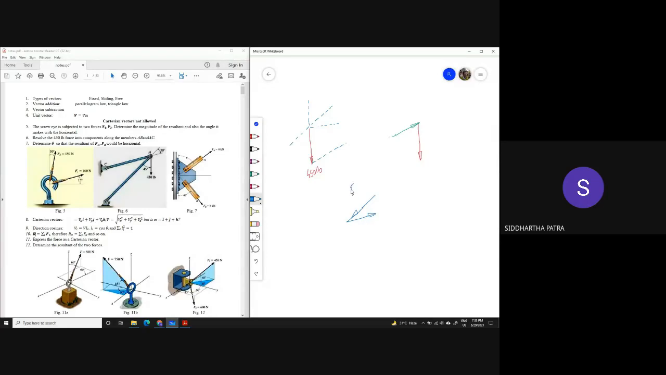Okay, so this one is FAB, and this one is FAC, and the resultant of the two is your 450 lb. So this angle is 45 degrees. This angle over here is 30 degrees. So this angle, as you mentioned, is 105 degrees. Okay.